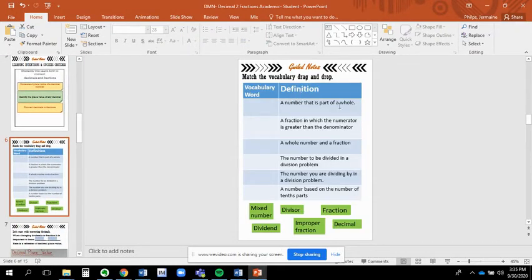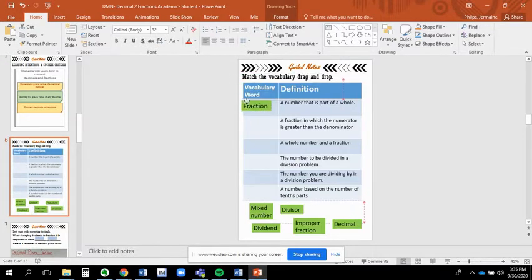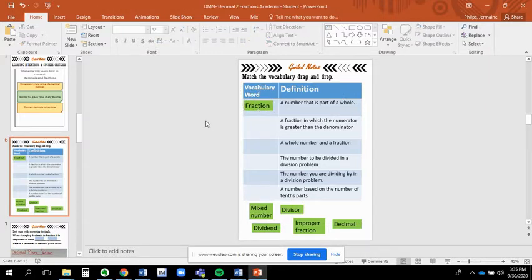A fraction is a number that is a part of a whole. Remember, fractions represent a part of something. Think again of pizza, okay? If I bought a whole pizza and I gave you a fraction of my pizza, I didn't give you the whole, I gave you a piece of it, a part of the pizza.